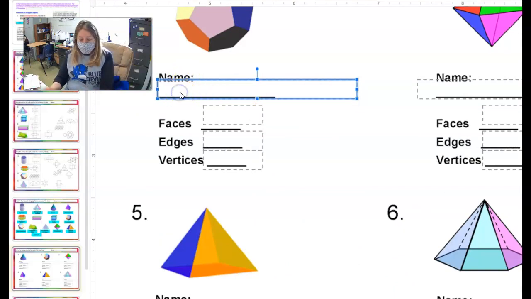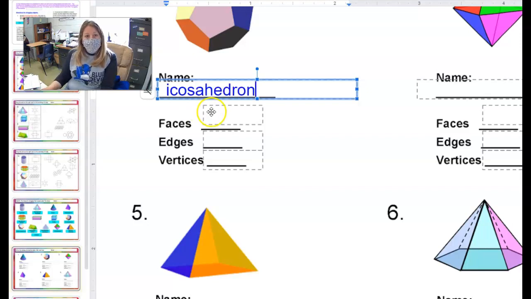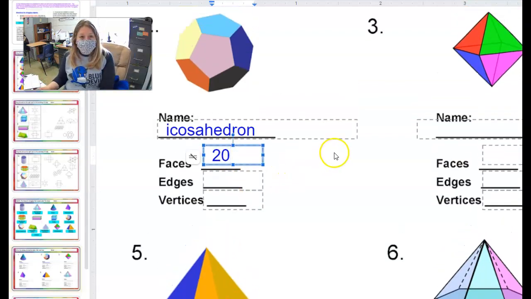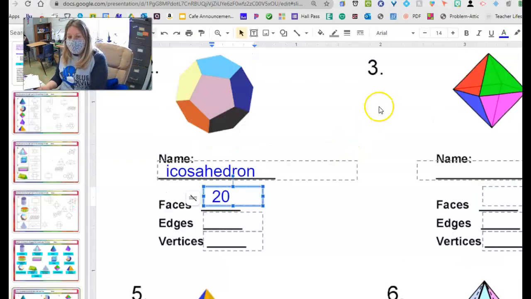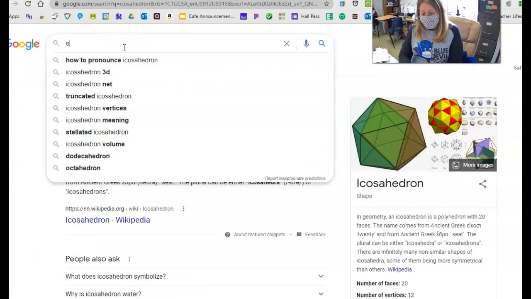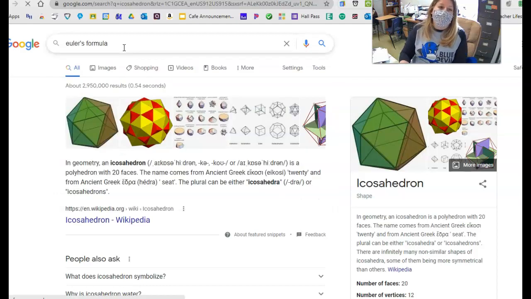Okay, soccer ball. Do you remember? It was the icosahedron. I'm sure I spelled that wrong. But we looked it up and it had 20 faces. Okay, if we're going to do all these funky shapes that are really hard to visualize, there's a formula called Euler's formula. I wasn't going to go over this, but I think it would be beneficial. Euler's or Euler's, I don't know how to say his name.